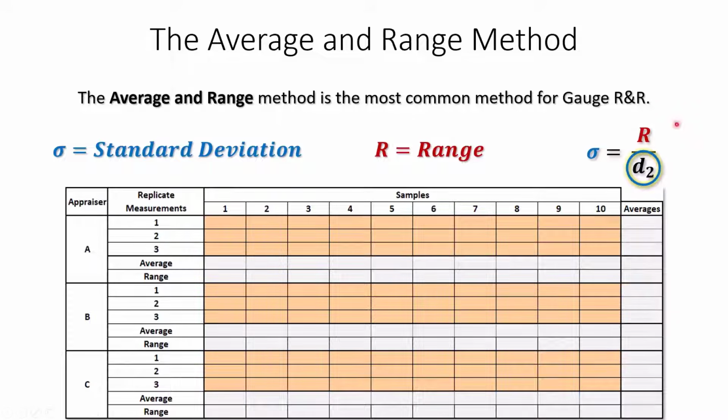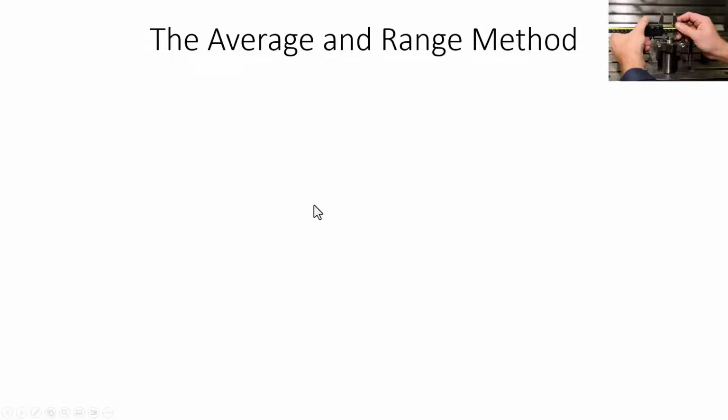And so I want to show you this equation here because this is essentially the conversion between range and standard deviation. We use what are called D2 factors. If you have a range value and you divide by a D2 factor, you can convert that into an estimate of standard deviation. And we're actually going to do this multiple times. Let me show you all the calculations.